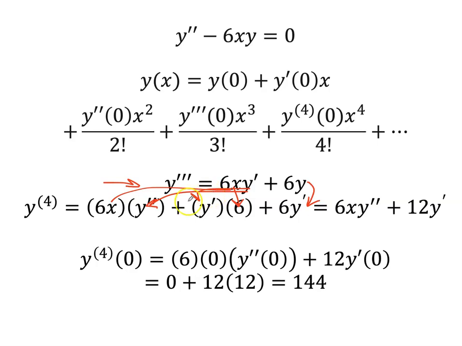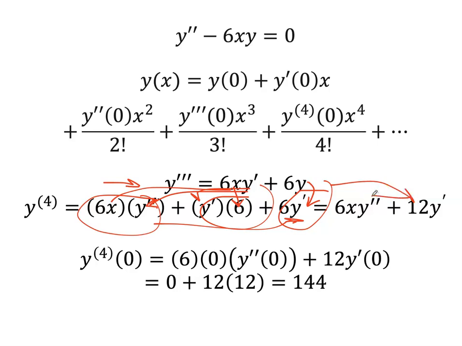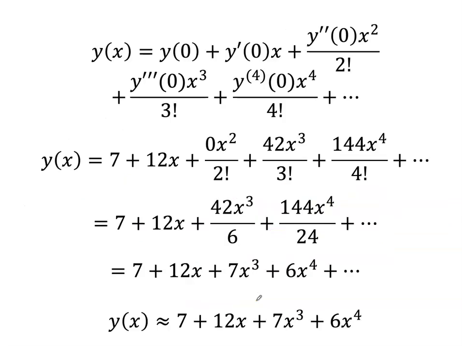So notice what we end up with. We get 6xy double prime. Okay, this ends up over here. These are both 6y prime. So 6y prime and 6y prime, those add up to 12y prime. So the fourth derivative of y at 0 is just going to be 6xy double prime plus 12y prime. Plug in x equals 0, and we get the fourth derivative of y at 0 is going to be 6 times 0 times y double prime of 0, plus 12y prime of 0. In other words, it's going to be 0 plus 12 times 12, which is 144. And we're done. That's enough.